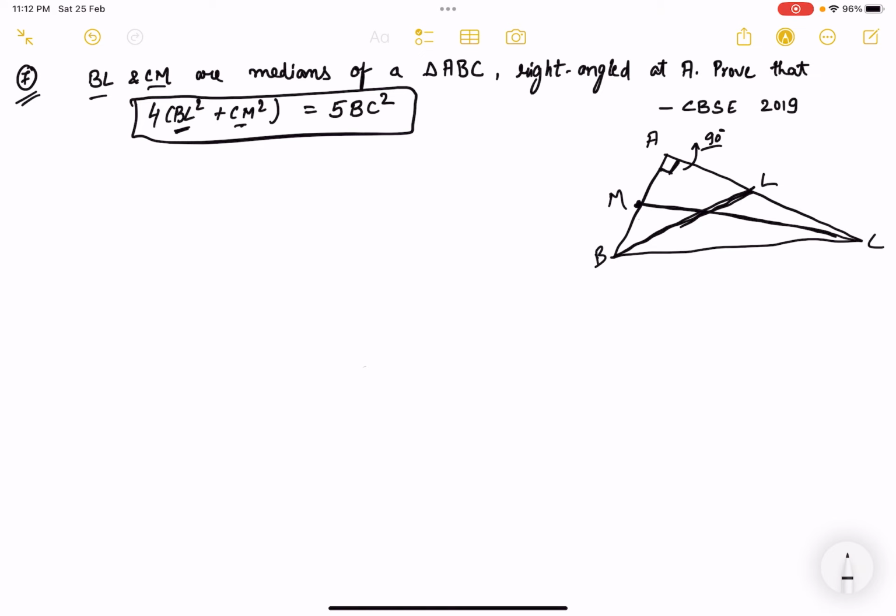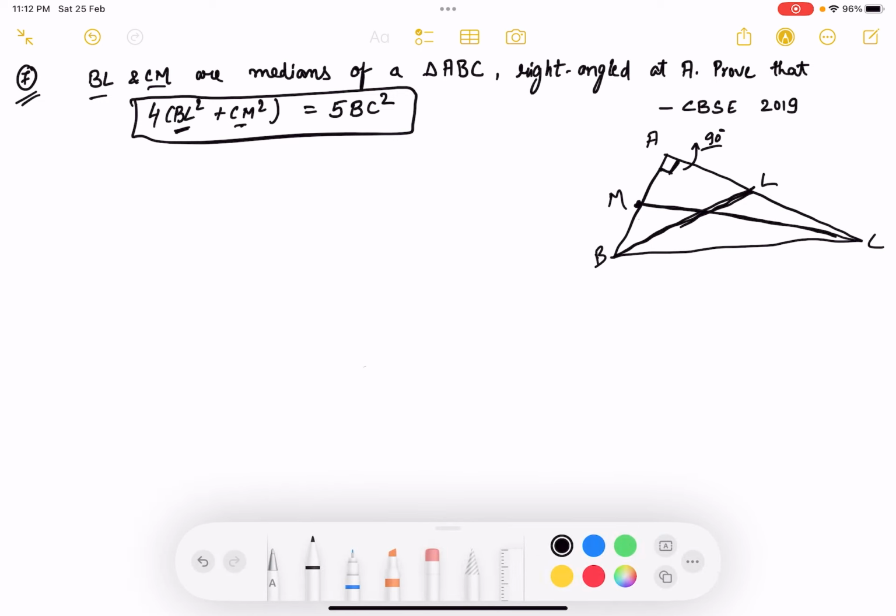So we have 3 triangles in which we can apply Pythagoras theorem. So let's see what those triangles are. First, this triangle BLA. Then we have a triangle ACM, and obviously the bigger triangle ABC. So let's write the equation for all the 3.